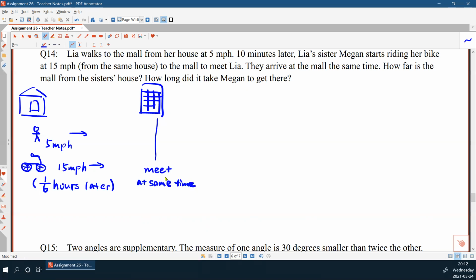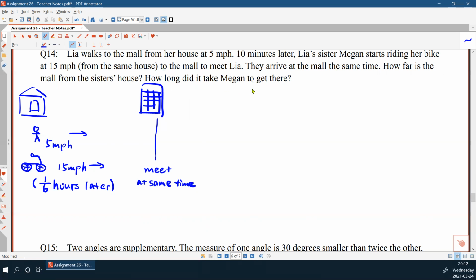So basically, this is a model of this problem, right? Okay, so what do we want to know here? How far is the mall from the sister's house? This is the first quantity we want to know. Second one, we want to know how long did it take Megan to get there?